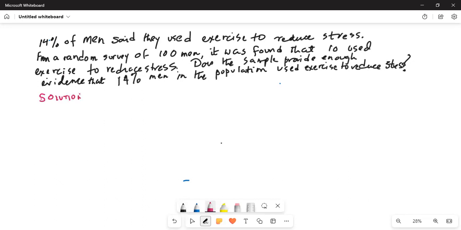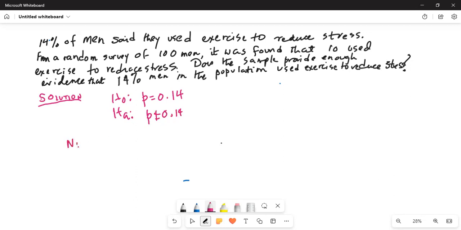Solution. Null hypothesis is P is equal to 0.14. And what is my alternate? Since we have not been told to test whether it is increased from 0.14 or decreased from 0.14, we'll use the not equal to 0.14.